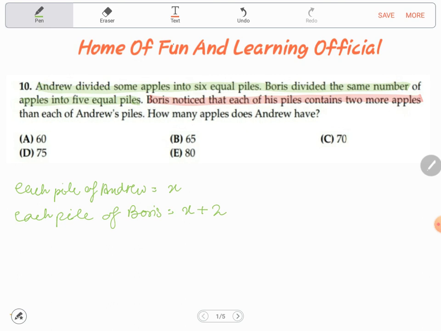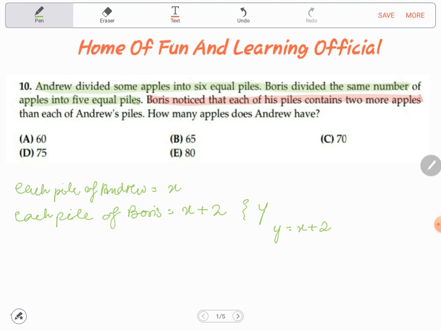each of his piles had 2 more apples than Andrew's. So it will be simply x plus 2, or you can do it the other way around, like consider this as y, and you can say that y equals x plus 2. It's the same. So it's the first simultaneous equation, or you can do it directly, skipping one simultaneous equation.